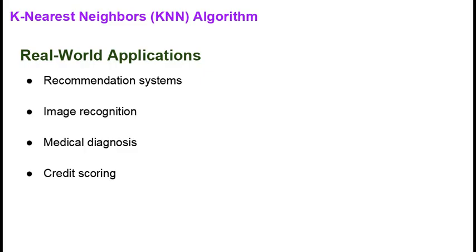So to conclude, KNN is a simple yet powerful algorithm that works on the concept of similarity. Although it has some limitations, its ease of understanding and implementation makes it very popular in machine learning.